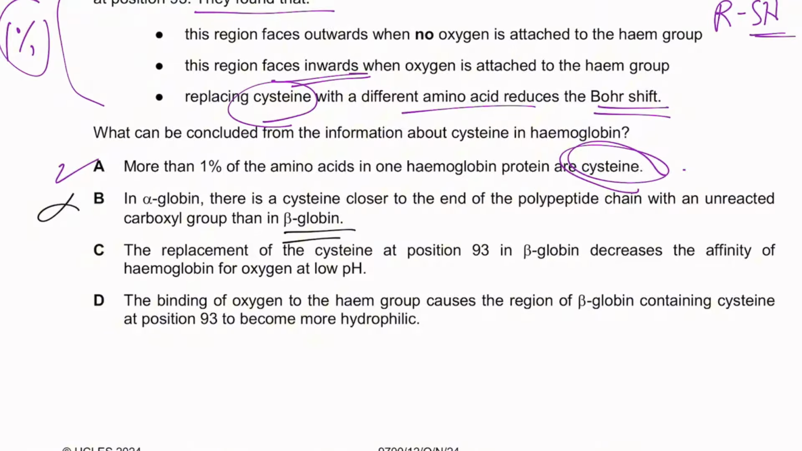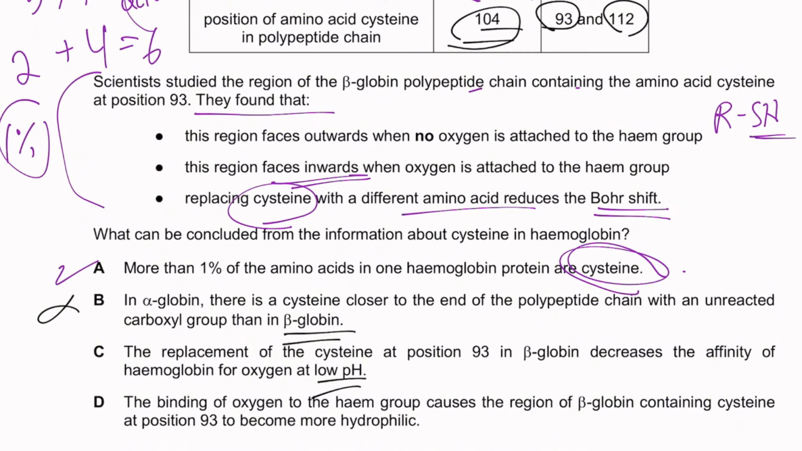The replacement of the cysteine at position 93 in beta globin decreases the affinity of hemoglobin for oxygen at low pH. Okay. At low pH, if you replace cysteine at position 93 in beta globin, that decreases the affinity of hemoglobin for oxygen. Now, replacing cysteine with a different amino acid will reduce the Bohr shift, which means it's going to decrease the affinity of hemoglobin for oxygen, but the specification of low pH is a little bit tricky here. I don't get why it's going to decrease the affinity at low pH.